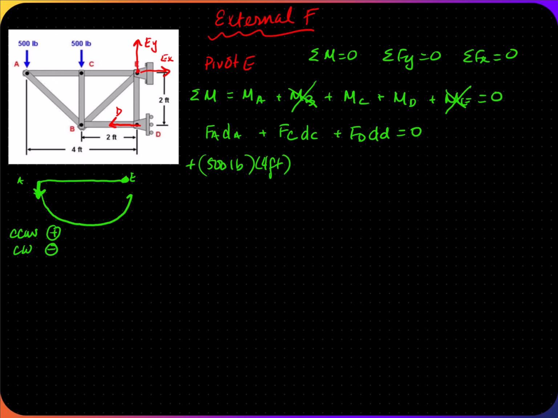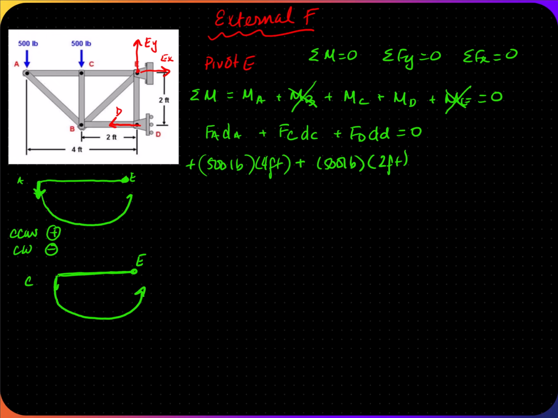So if I look at C, we have C here. Perpendicular is this distance to my pivot point. So that distance is 2 feet. So this is going to be 500 pounds, and this is going to be 2 feet. And if I push this force downward, it's also going to rotate counterclockwise. So it's a positive value.